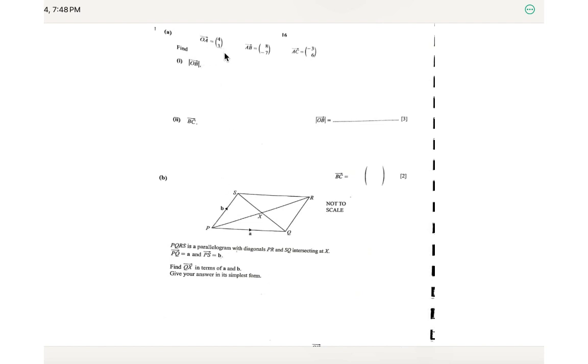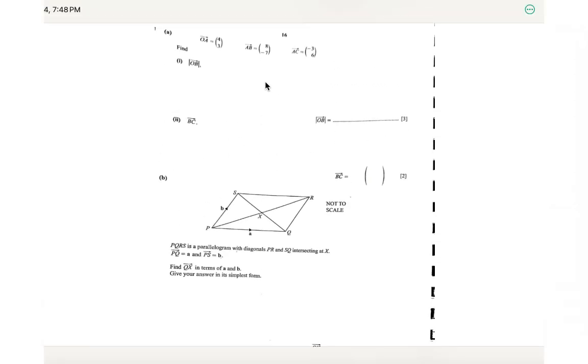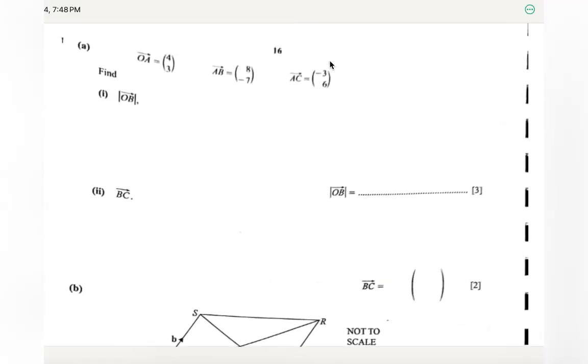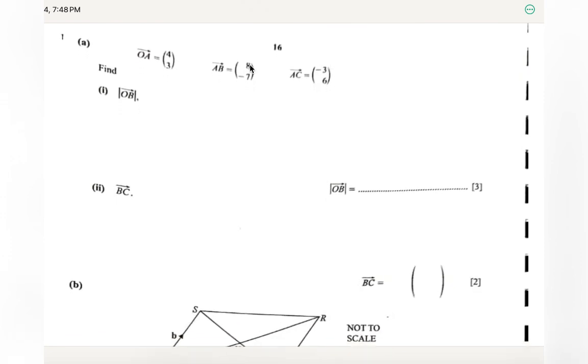Today we're looking at some IGCSE past question papers, 2018 paper 4-1, question 11. On question 11A, we'll be given some vectors. OA is (3, 4), AB is (8, -7), and AC is (-3, 6). Let's write them out first, and then we try to solve them.